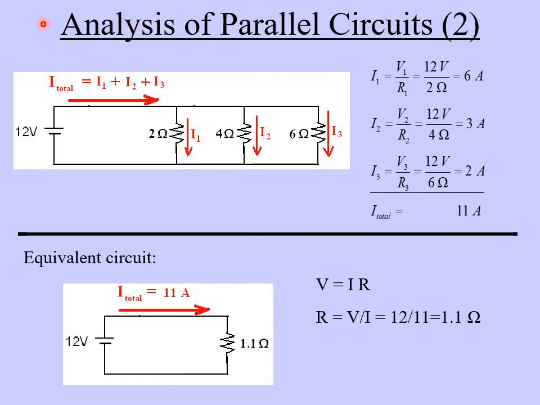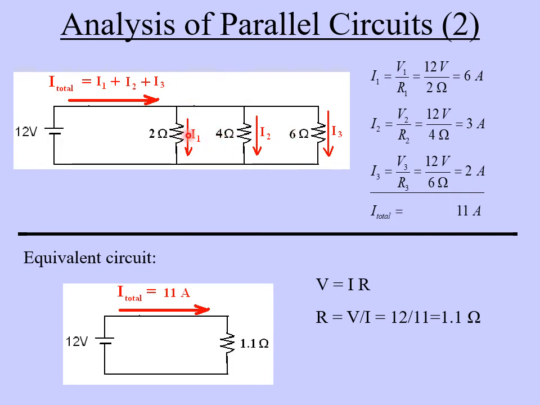The next thing we can do is figure out the total current in this example. We've got a 12-volt battery, and we've got a 2 ohm, a 4 ohm, and a 6 ohm resistance all in parallel here. So let's apply Ohm's law to each resistor individually.